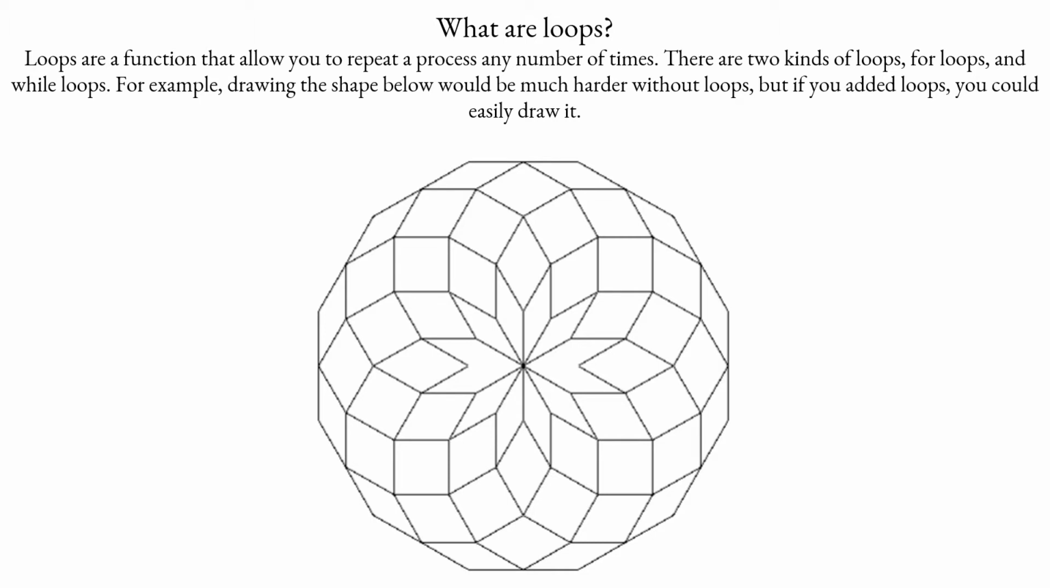Let's look at this shape. This shape is made up of 12 dodecagons. A dodecagon is a polygon with 12 sides. If we set a for loop to draw 12 of these dodecagons, then this shape would be very easy to draw. It would be much easier than having to draw the 12 dodecagons, each one by one.